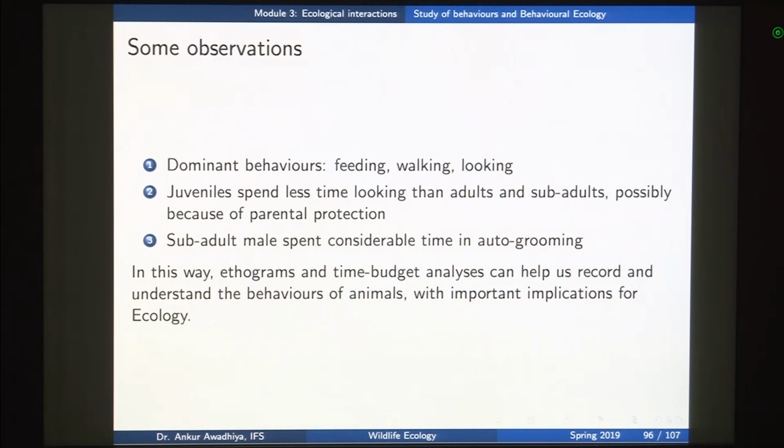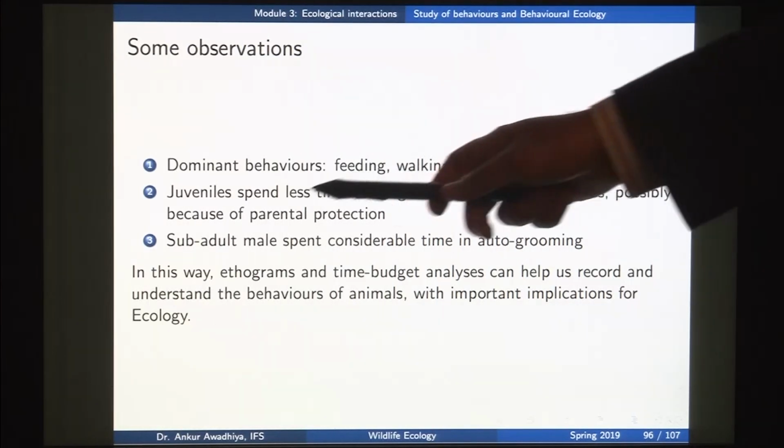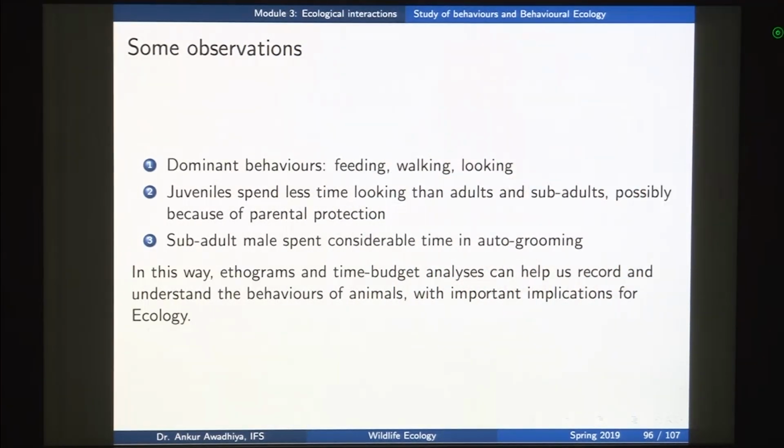For instance, in our observations we saw that the dominant behaviors were feeding, walking and looking, as we saw in the pie chart. Juveniles spend less time looking than adults and sub-adults, possibly because of parental protection. Just by looking at their behaviors we can make this inference, because juveniles are spending less time looking around, but their parents are spending much more time looking around. So, there is a sense of parental protection that is also being provided. Here we are looking at population level interactions where the parents are looking out for the children.